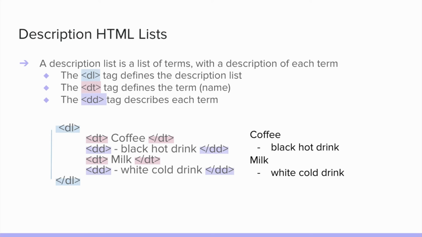The final list is the description HTML list. In this list, the DL tag defines the description list, like coffee or milk in the example. Common uses for this element are to implement a glossary or to display metadata, which is a list of key value pairs. Using the drink list example, the DD tag defines each term, like a black hot drink for the DT tag coffee, or a white cold drink for the DT tag milk.